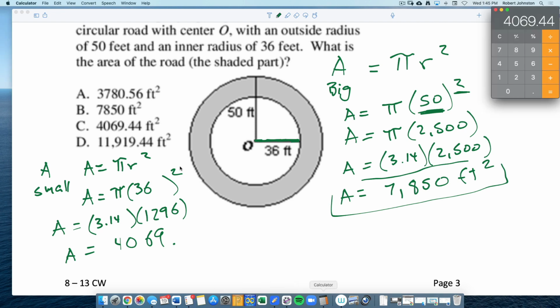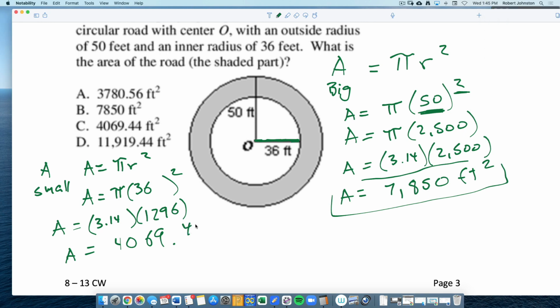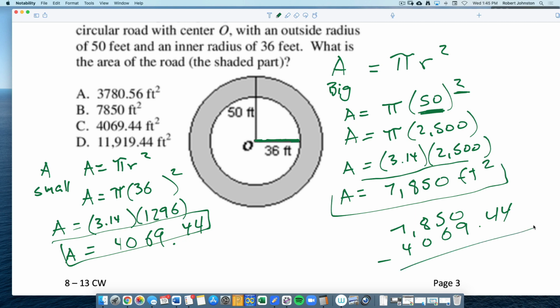All right, Jillian, you're almost done. What do I have to do to get the answer? I just want the shaded part. How do I find that? You subtract the big decimal by 7,850. Yep, subtract them from each other. But remember, start with the big one and take away the small one. You should see one of these answer choices when you do that. Go ahead, Jillian.